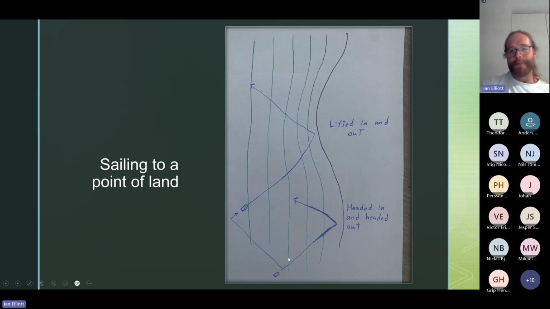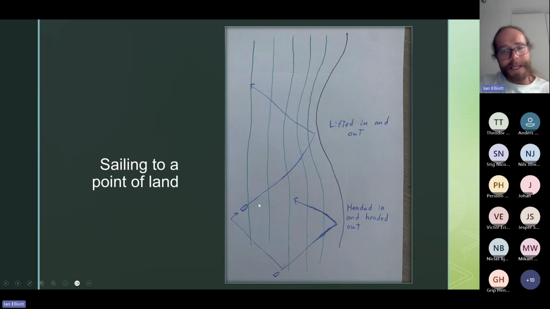So sailing into a bay is terrible. Headed in, headed out, and less wind. Whereas lifted in, lifted out. So if you're this boat sailing on port towards the shore, tack, right? Just try to approach the point at the point or a little bit below the point. I think a tiny bit to leeward of the point is good.